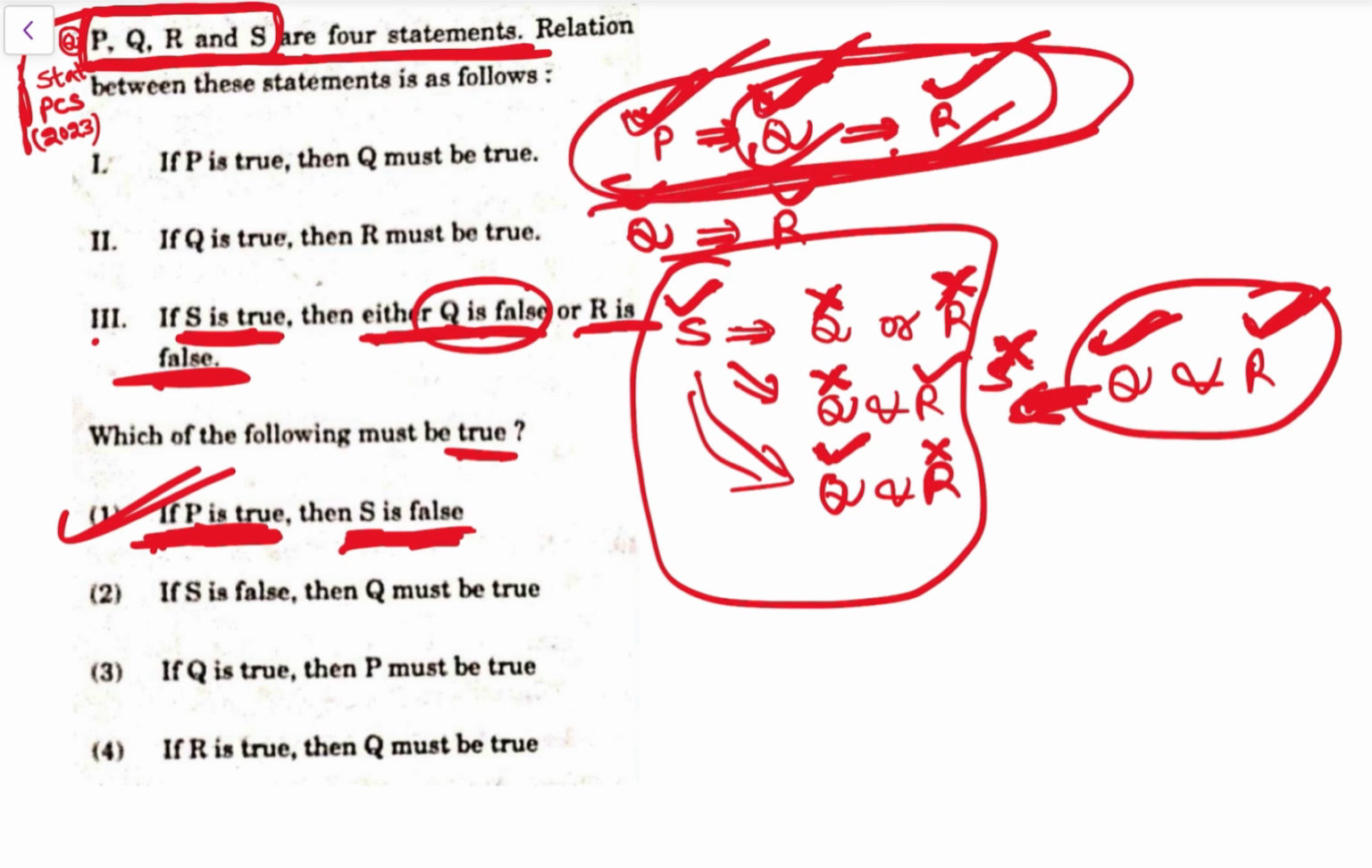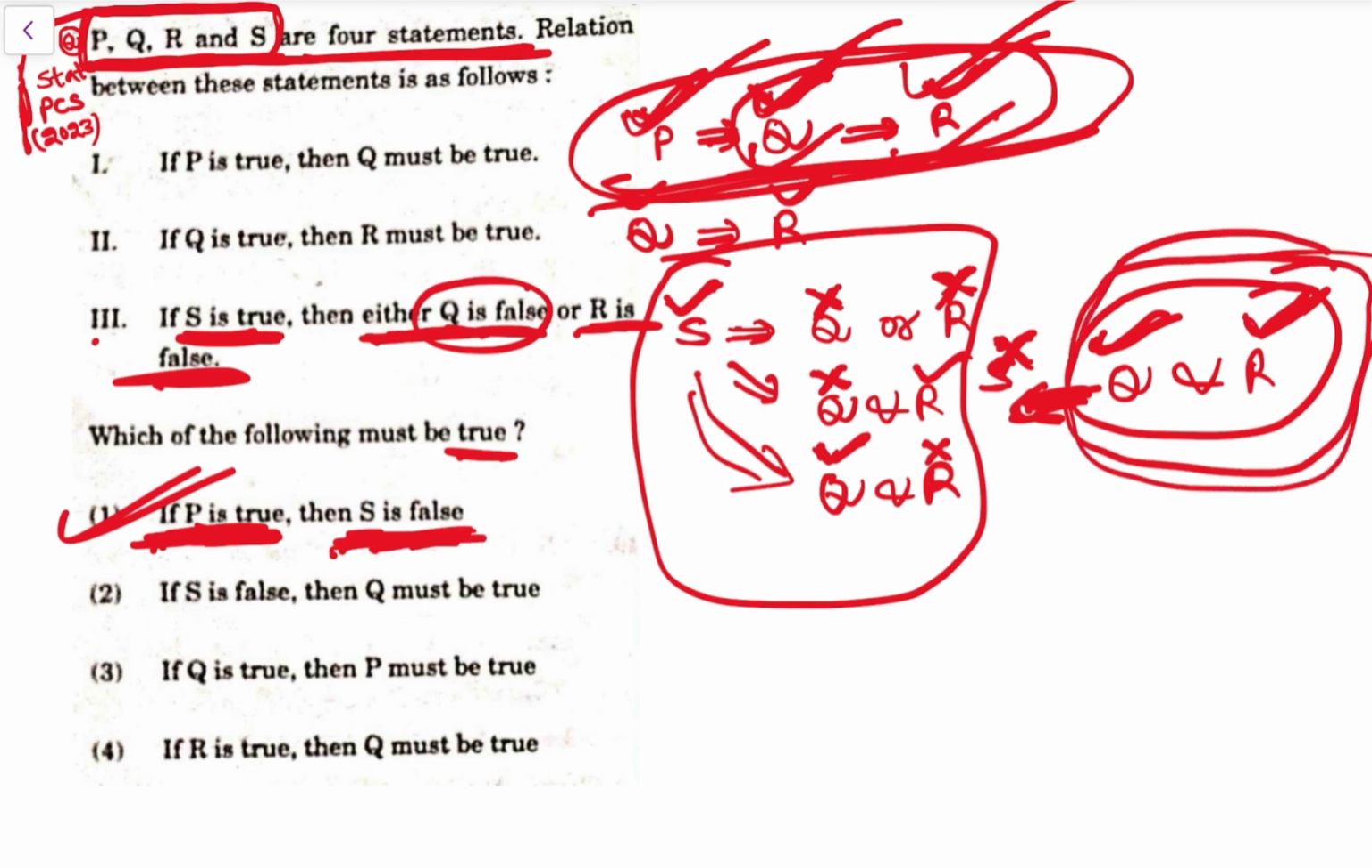So this is the correct one, because if P is true, then Q is true, and if Q is true, then R is true. That is what we are given. Then when P is true, Q is true, and R is true, S has to be false, because when both Q and R are true, S cannot be true. S can be true when either of Q and R is false. So that is done. Then let's check the next question also.